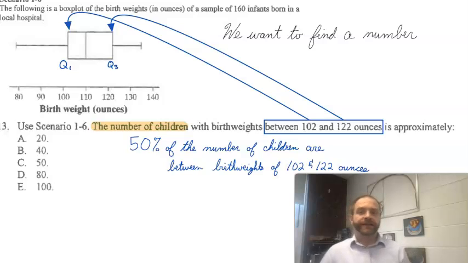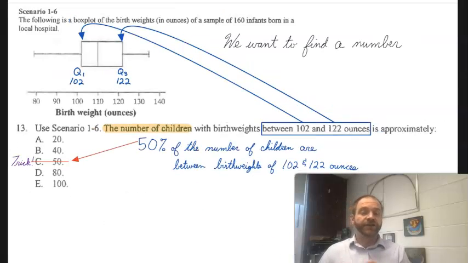So let's put that in context. 50% of the number of children are between birth weights of 100 to 122 ounces, which means if I look at my choices, the answer is not C. That's a trick. Look at what we're trying to find. We want to find a number. But do you notice how 50% of the information lies between quartile 1 and quartile 3?